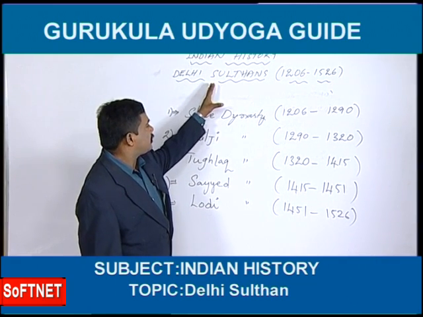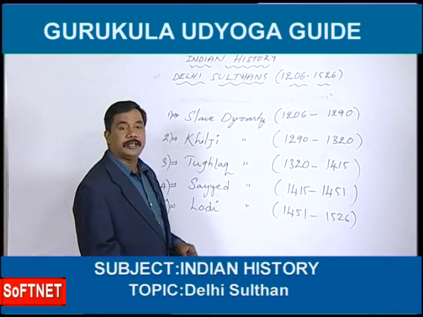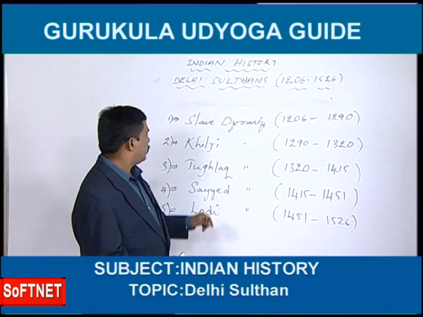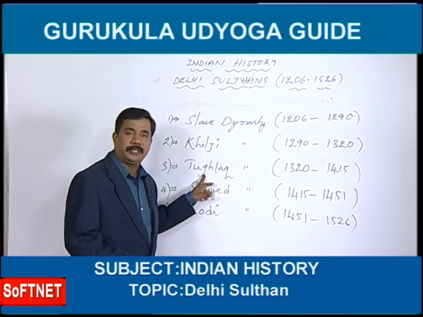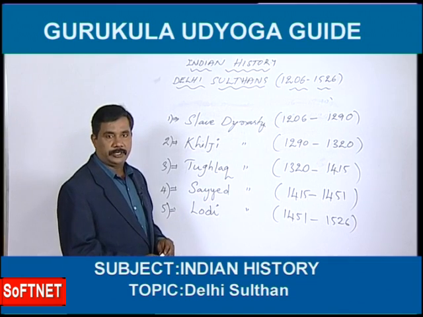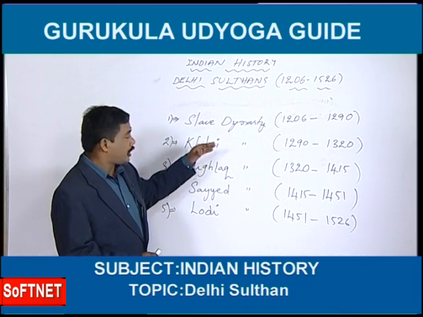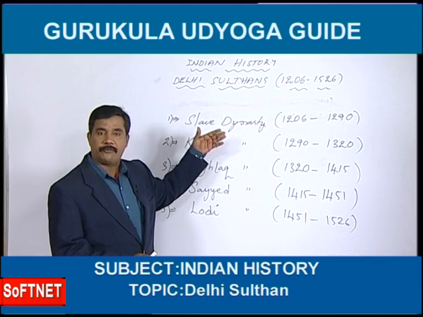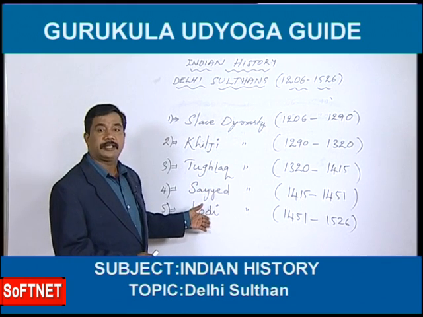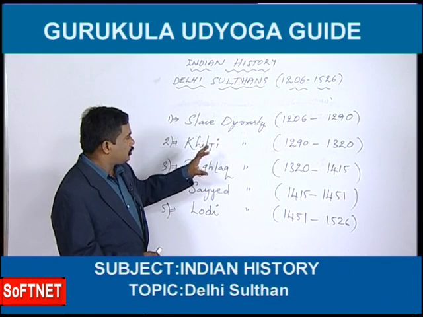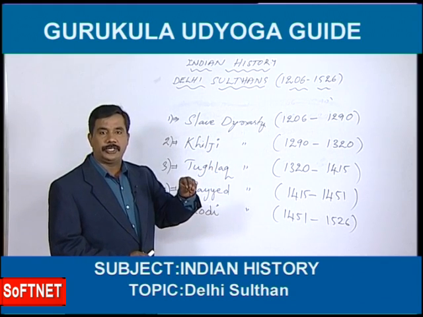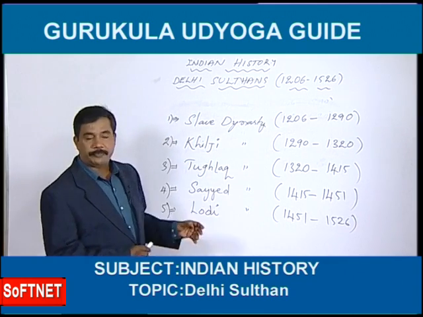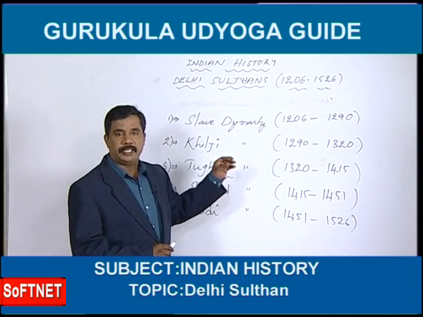Basically, the Delhi Sultans are of 5 kinds. The first is the Slave dynasty, then the Khilji dynasty, Tughlaq dynasty, Sayyid dynasty, and Lodi dynasty. All are Muslims, but they came from different areas. For example, the Slaves, Khiljis, and Tughlaqs came from Turkey, and the others were Arabs and Afghans. But all belong to the Muslim or Islamic community. That's why it is called the Delhi Sultans, and it is the first Muslim dynasty in India.